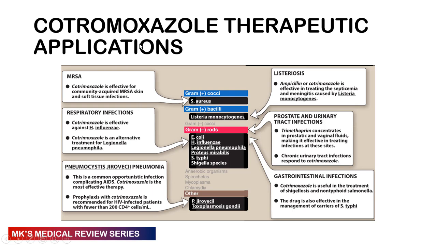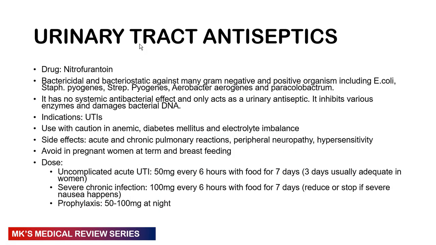Then you have some urinary tract antiseptics, which is nitrofurantoin, which is both bactericidal and bacteriostatic to many gram-positive and gram-negative organisms, including E. coli, Staphylococcus, Streptococcus pyogenes, Aerobacter aerogenes, then of course Paracolobactrum. Of course it has no systemic antibacterial effect, so it's only used for urinary tract infections. It inhibits various enzymes and damages the bacterial DNA. So its main use, of course, is urinary tract infections.